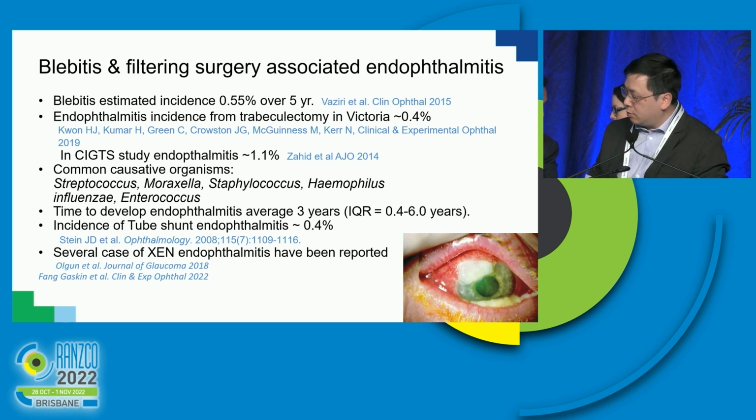And in terms of tube shunts, the incidence of endophthalmitis is similar to trabeculectomy, around 0.4%. But more recently, with the advent of minimally invasive procedures, such as XENs and other filtration procedures, such as PreserFlo, we are seeing some reports of endophthalmitis developing subsequent to these surgeries.